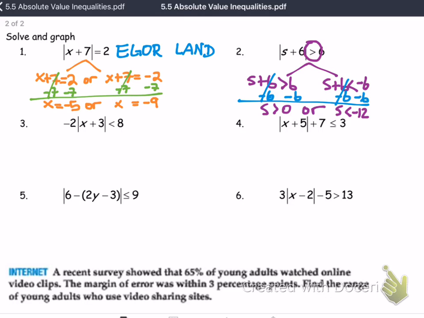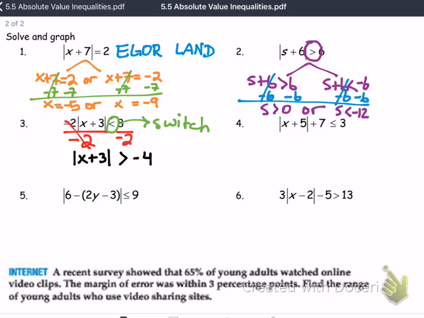If we jump to number 3, you'll notice first of all that there is a negative 2 being multiplied to the absolute value of x plus 3. So you have to get rid of that first by dividing by negative 2 on both sides. A couple things you got to make sure is that when you divide both sides by a negative, you make sure that the inequality sign less than gets switched, right? We have to switch that.